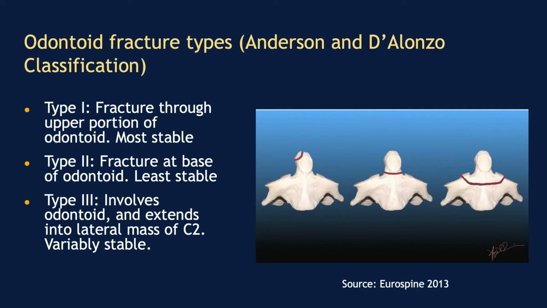Type 2 fractures have the highest rate of non-union, ranging from 25 to 86% non-union in the literature. This is due to the fracture involving considerably less trabecular bone and being under distractive forces from the apical ligament. Type 3 fractures involve extension to the vertebral body and/or lateral masses of C2. Depending on the level of displacement, they may be stable or unstable.